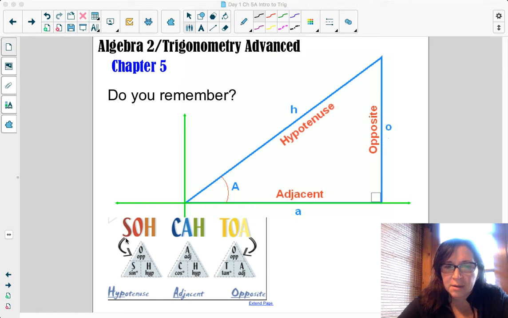S stands for sine, which is opposite side over hypotenuse. Cosine of an angle is equal to adjacent over hypotenuse, and tangent of an angle is equal to opposite over adjacent. So in right triangle trigonometry, we are starting the unit circle.